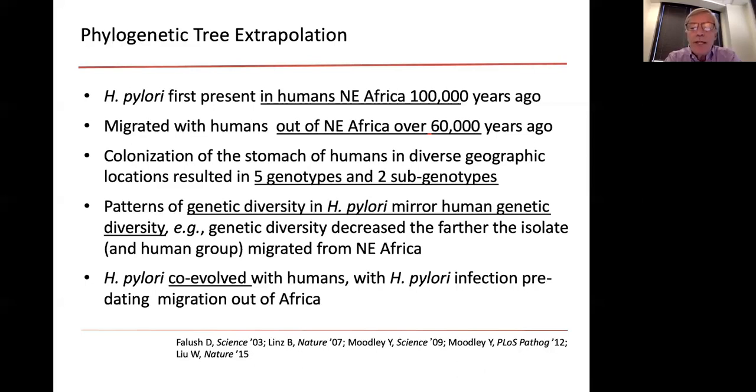Patterns of genetic diversity in H. pylori mirror human genetic diversity. For example, the genetic diversity decreased in both humans and in H. pylori the farther the human group migrated out of East Africa. And finally, H. pylori co-evolved with humans, with H. pylori infection migrating out of Africa with the humans, allowing for the coevolution to occur.